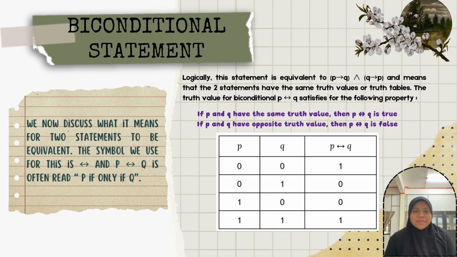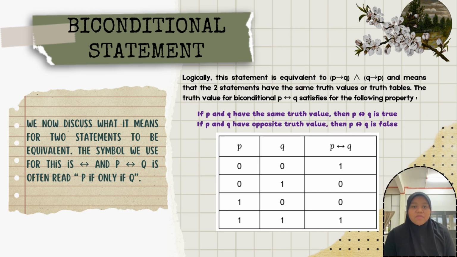Now, I would like to present about the biconditional statement. We now discuss what it means for two statements to be equivalent. The symbol we use for this is this. And P biconditional Q is often read P if and only if Q. Logically, this statement is equivalent to P implies Q and Q implies P, and means that the two statements have the same truth values or truth tables.